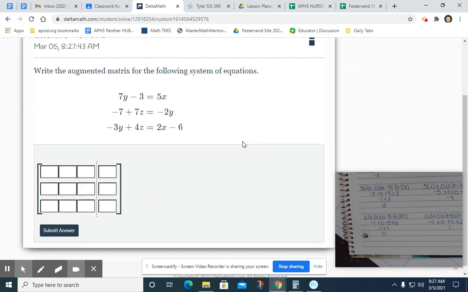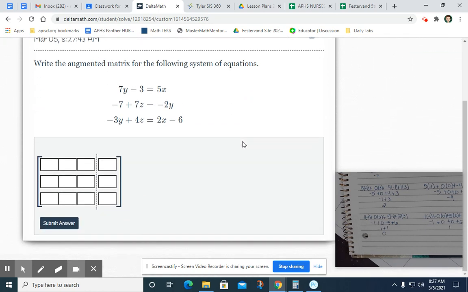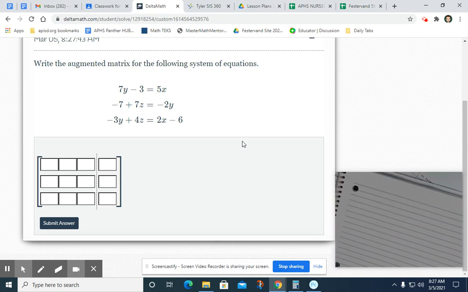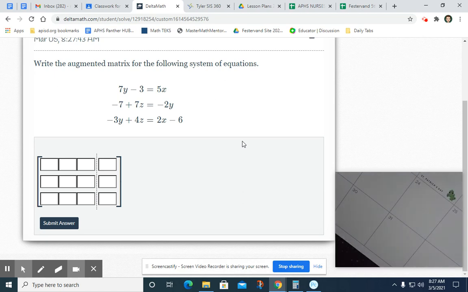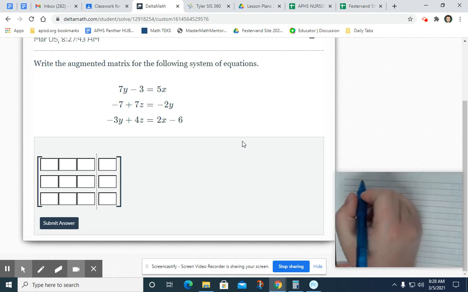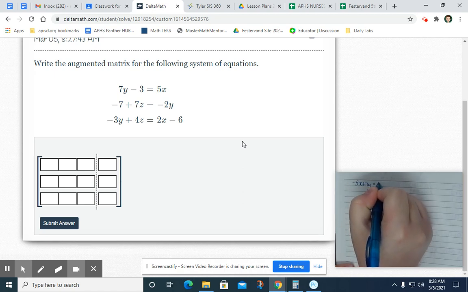Okay. Here I'm writing the augmented system. So remember when we are writing augmented systems or augmented matrices, the first step is that we have to get all of our variables to the left and our constants to the right. And we're going to put our variables in alphabetical order. So this is going to be negative 5x plus 7y equals 3.